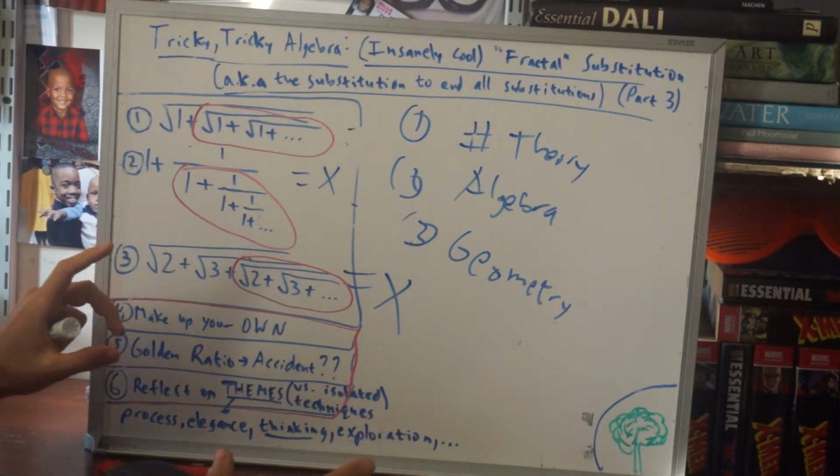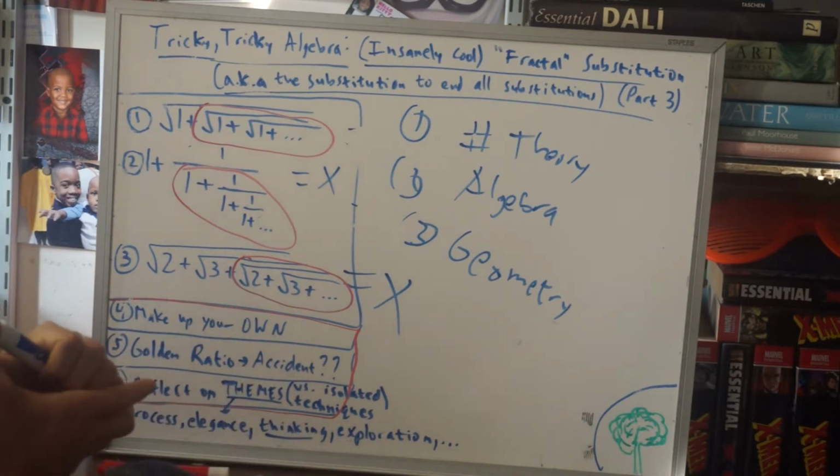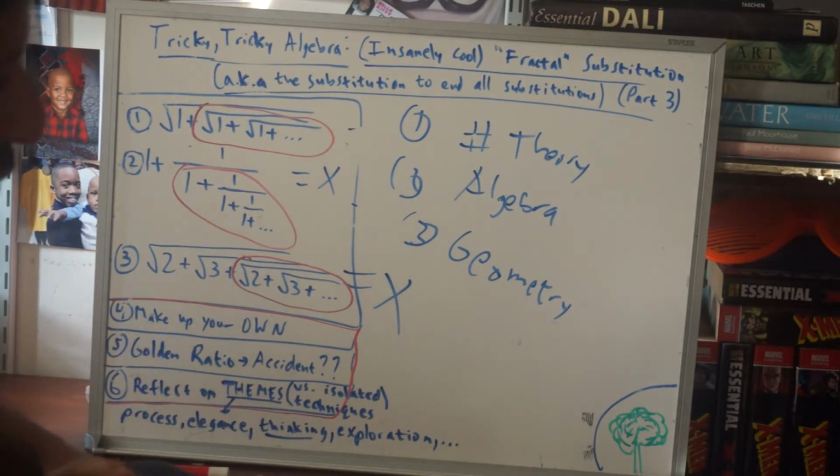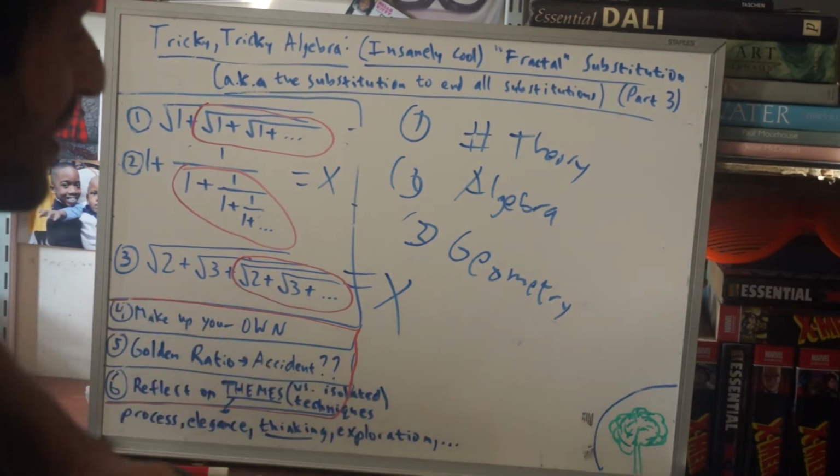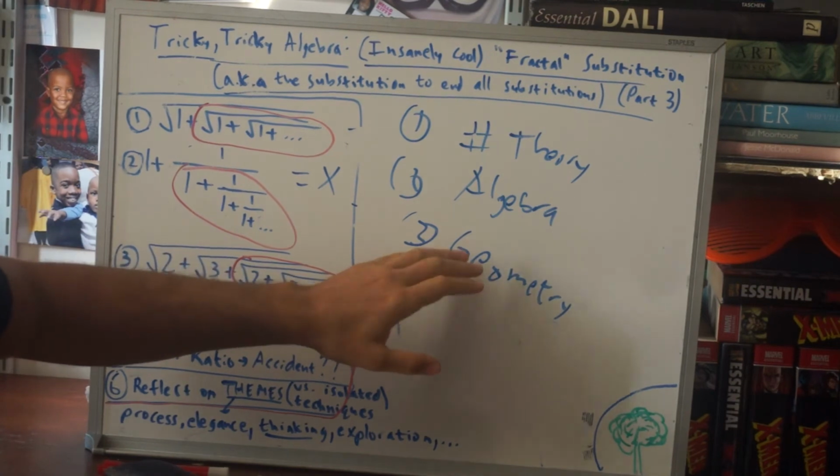So I want to wrap up with a terrible joke. What kind of tree does a mathematician climb? A geometry. All right, so that's just for our next chapter.